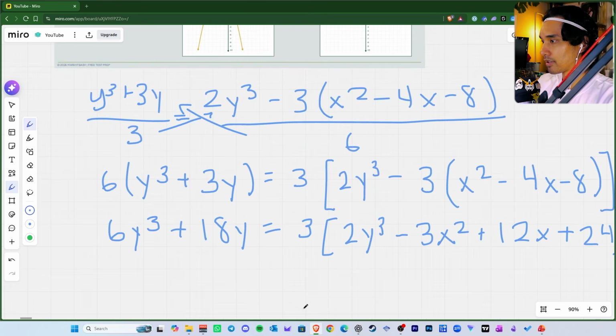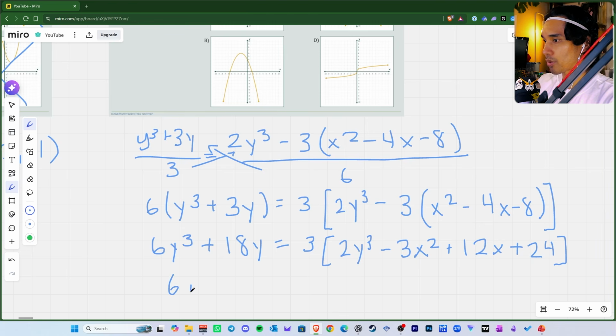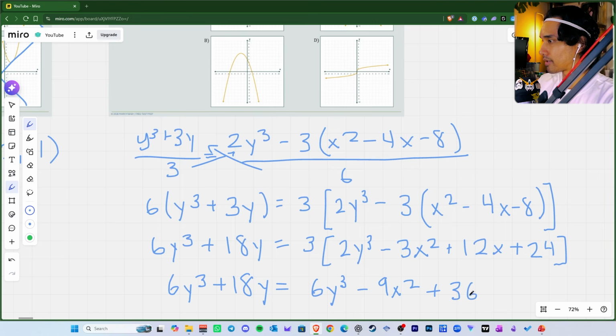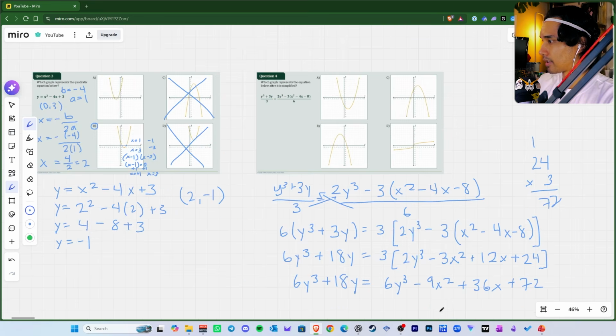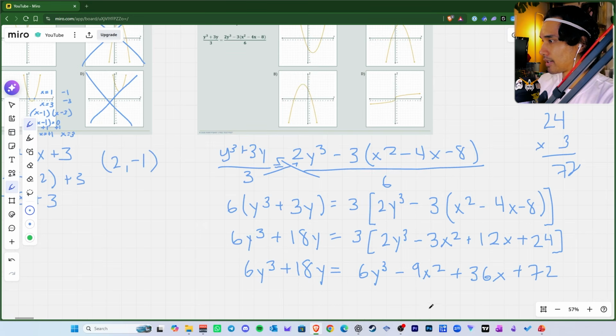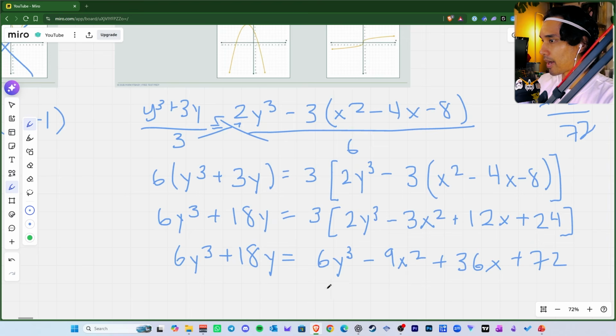So then I get 6y cubed plus 18y is equal to 6y cubed minus 9x squared plus 36x. And what is 24 times 3? That is 72, right? 24 times 3, 72. Yes, plus 72. And then what I'm going to do next is combine like terms.